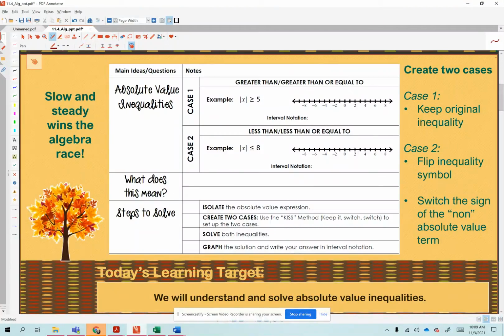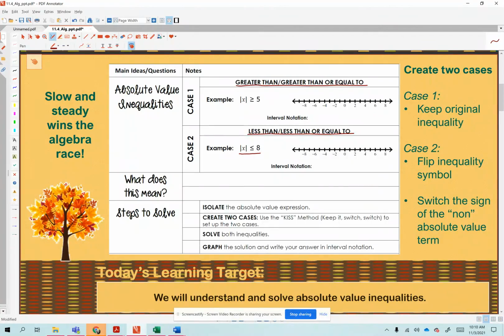So, as we begin, let's be reminded that slow and steady wins the algebra race. Today we're talking about inequalities of the type with absolute value. We're going to have inequalities with greater than or equal to, such as the absolute value of x is greater than or equal to 5. And we're going to have absolute value inequalities that are less than or equal to, such as the absolute value of x is less than or equal to 8.